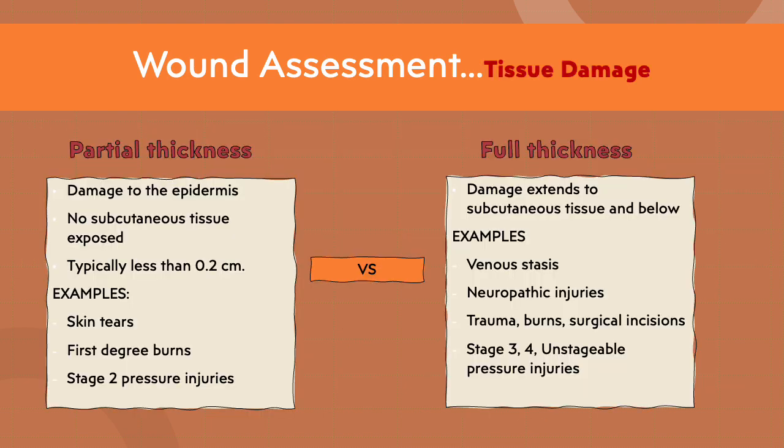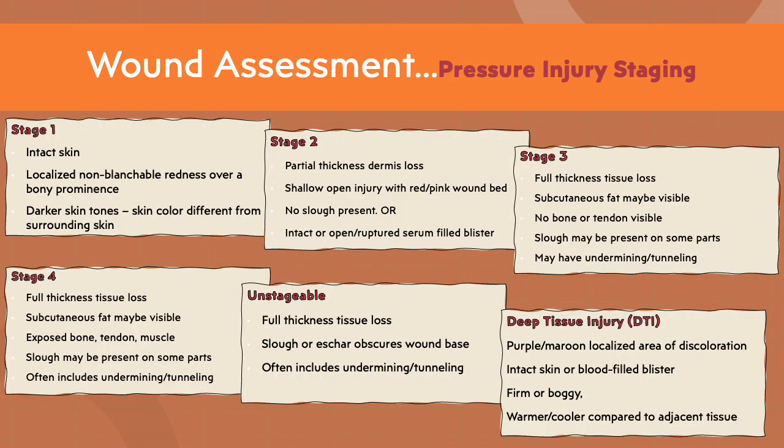Tissue damage is also assessed by the depth of tissue loss. Is the tissue loss partial thickness or is it full thickness? Partial thickness is damage to the epidermis, no subcutaneous tissue exposed, usually less than 0.2 centimeters. Full thickness tissue loss extends to the subcutaneous tissue and below. If the wound is a pressure injury, then staging would be the next step.